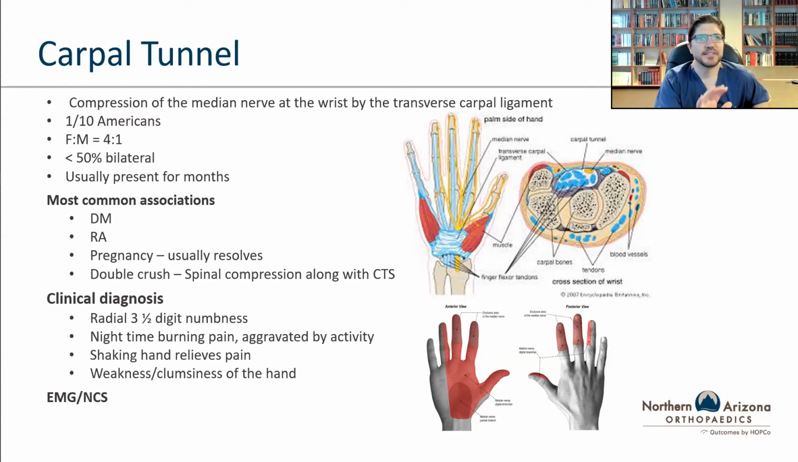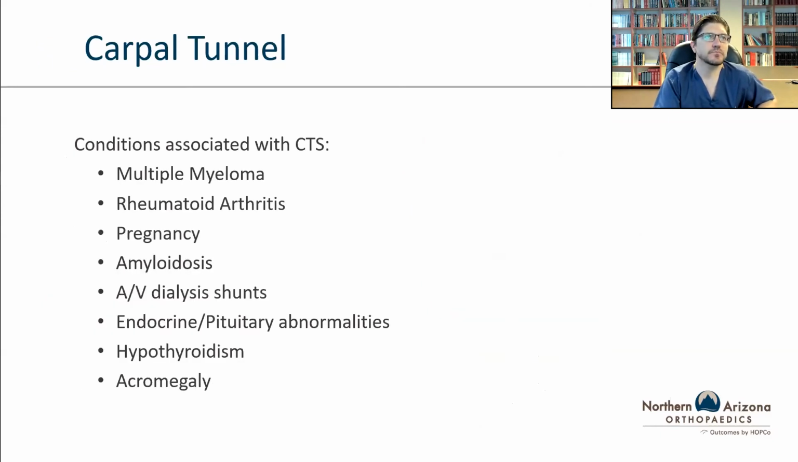compressed. For diagnosis, we look for numbness and tingling in the radial 3.5 digits, nighttime burning pain that's aggravated by activity, wakes up in the middle of the night, shaking the hand can relieve that pain, as well as weakness and clumsiness of the hand. Oftentimes, we do a nerve study to look at where that compression is, whether or not there's a double crush issue, or if there's something coming from the spine.